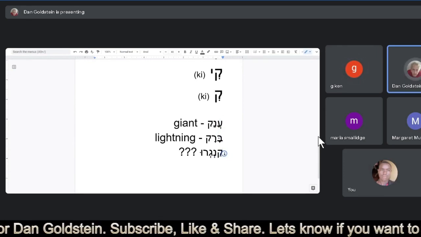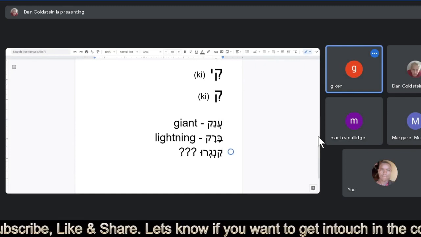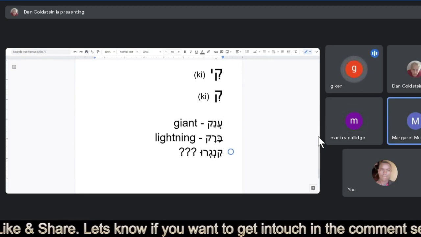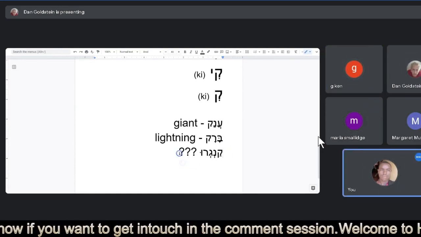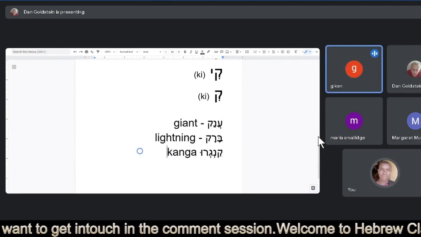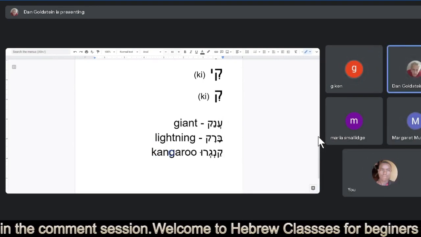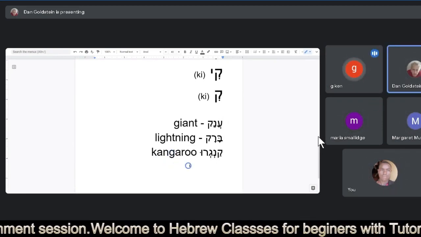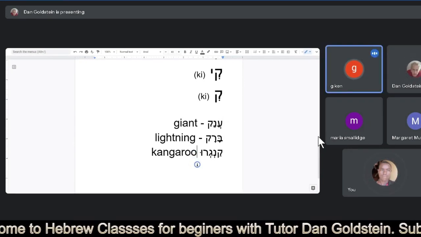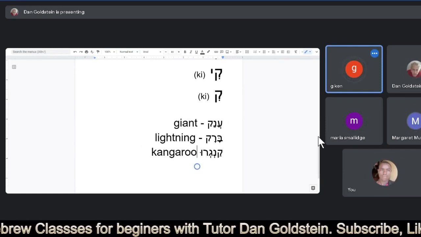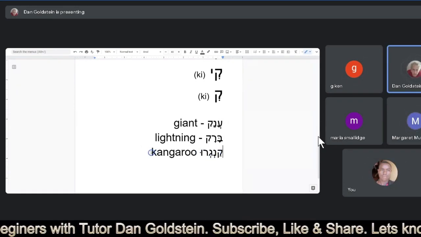And Gideon, give this last one a pronunciation. See what you can do with it. Kanageru. What do you suppose that means? Kangaroo. Okay. Well done. Everybody, kangaroo. Margaret told me when I visit her, she's going to show me kangaroo. You don't have kangaroo in your country? Okay, we don't. Anyway, all right.